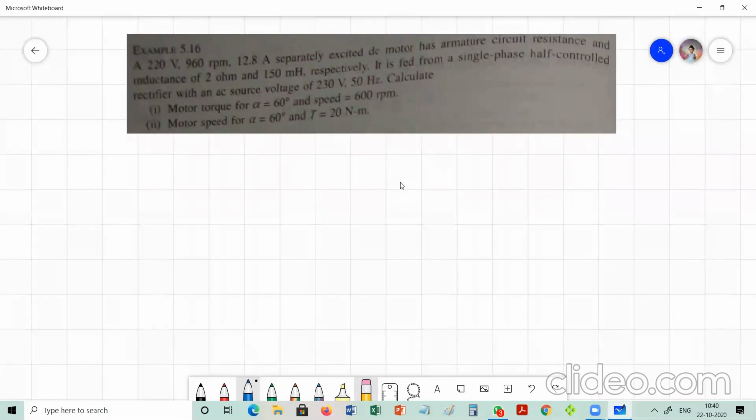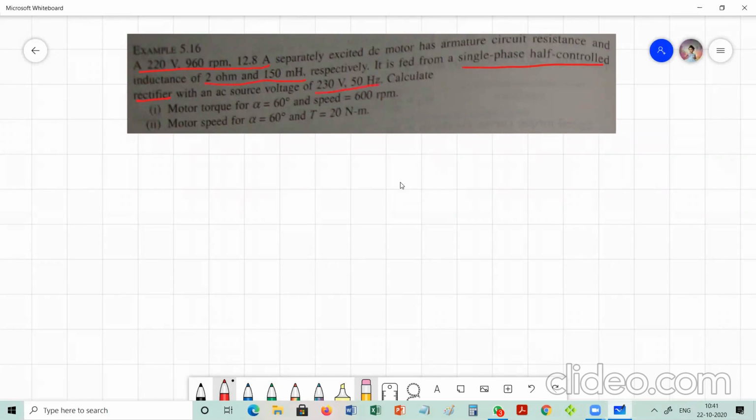Okay, this is the problem. A 220 volt, 960 rpm, 12.8 ampere separately excited motor. These are the ratings of the motor, so rated conditions. The DC motor has armature resistance and inductance of 2 ohm and 150 millihenry respectively. It is fed from a single phase half controlled rectifier with an AC source voltage of 230 volt, 50 hertz.